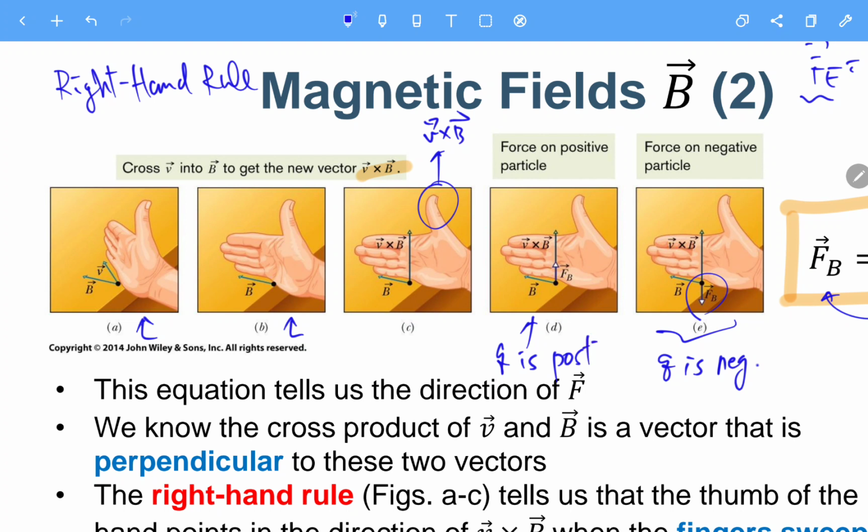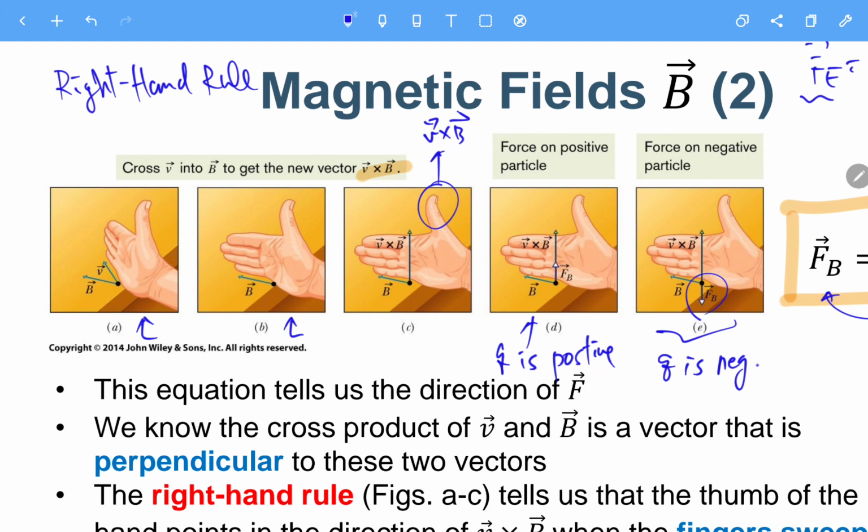Q is positive, so FB points to the same direction as V cross B. And if Q is negative, FB points to the opposite direction of V cross B. Okay, so like that.